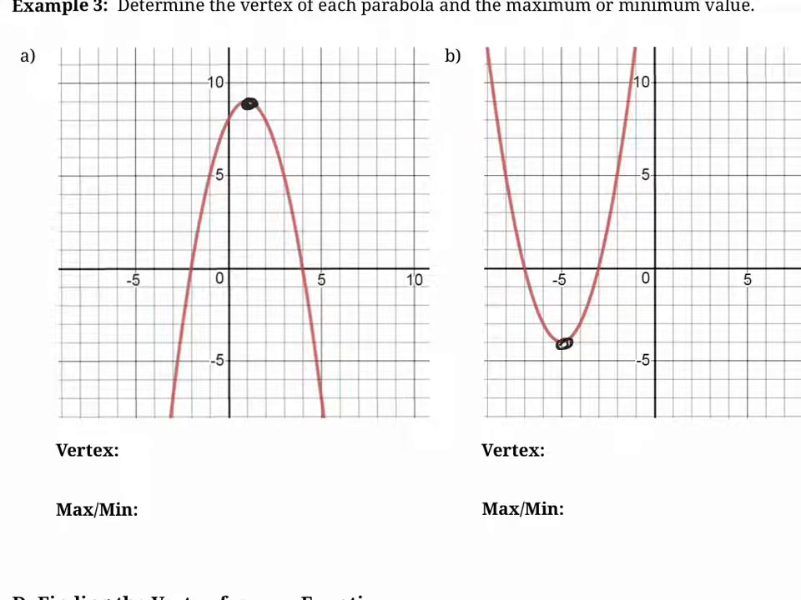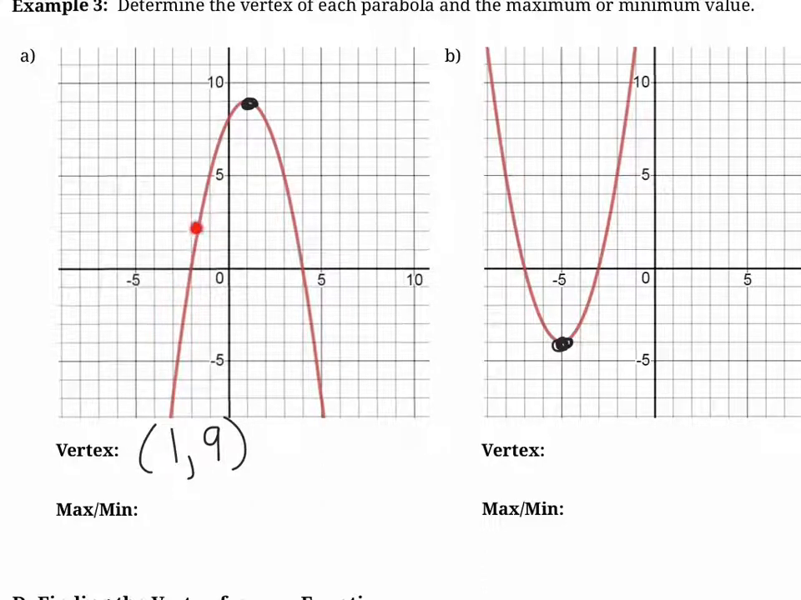And here is the vertex of this bottom parabola. The question is, what is that point? Well, that point is positive 1 and up 9. So let's list it out here. It's positive 1 and up 9. And the question is, is this a maximum or a minimum?